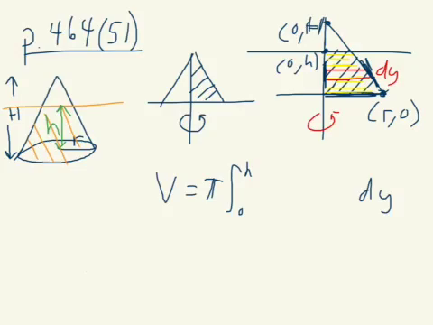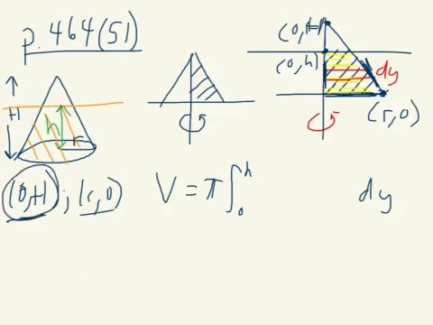Okay, so we need to come up with an equation. Well, let's see. The line goes through 0, H and r, 0. What kind of line does that? Well, you need two things to write the equation of a line. You need a point, we have two of them, especially this one because that basically tells you the y-intercept, and you need the slope. So let's find the slope. Slope is change in y over change in x. That becomes negative H over r.